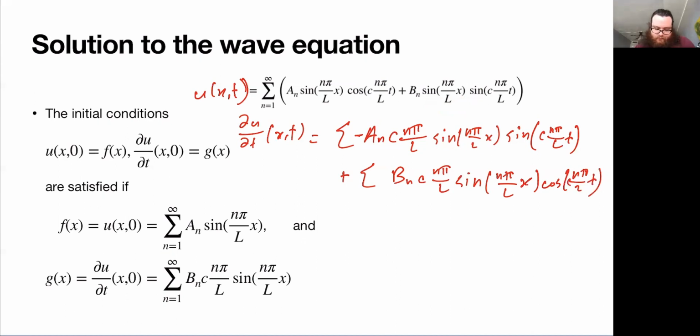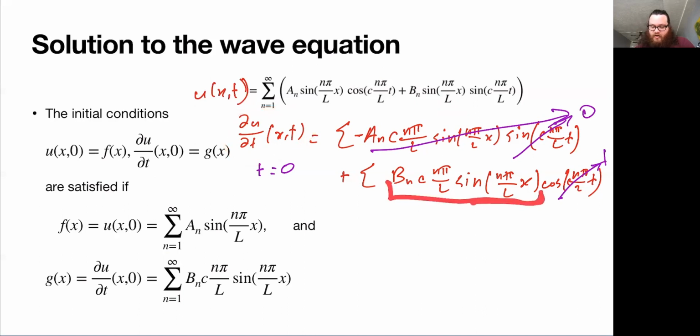Okay. And so now if we want to evaluate this at t equals 0, well, at t equals 0, what do we get? Plug in 0 here. This term is going to go to 0, right? So then this whole thing is also going to go to 0. All the terms in that summation. Cosine is going to go to 1. Okay. So the derivative at time 0, we're just going to get this expression right here.